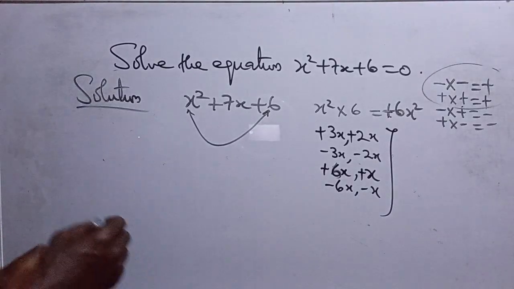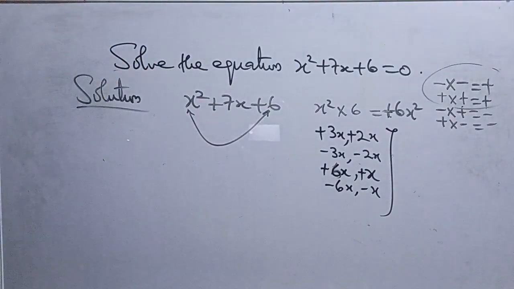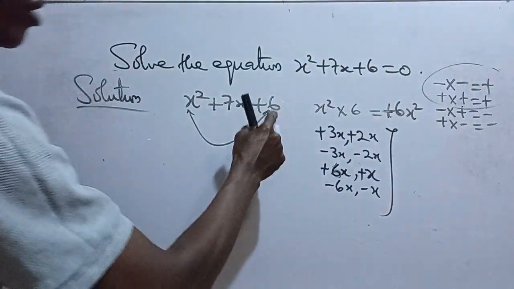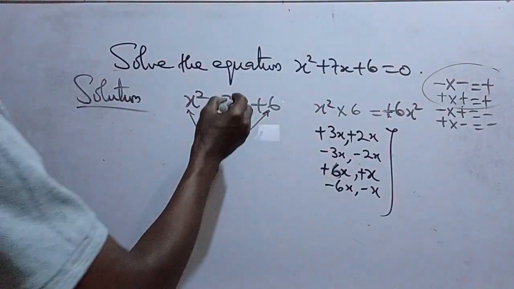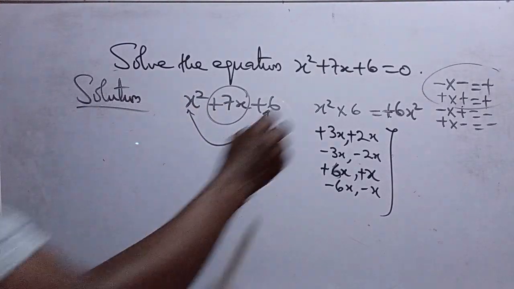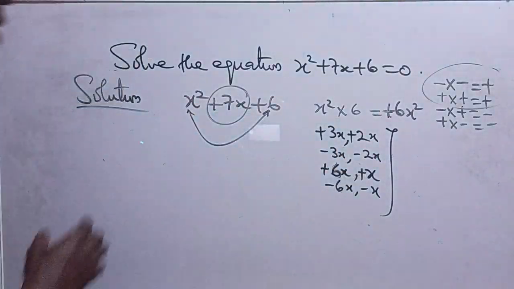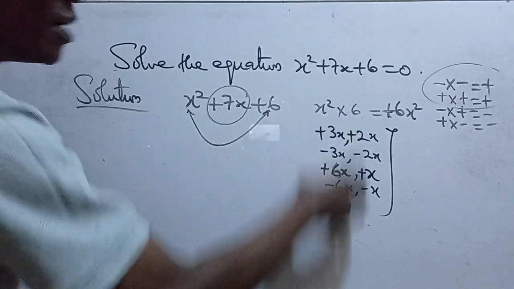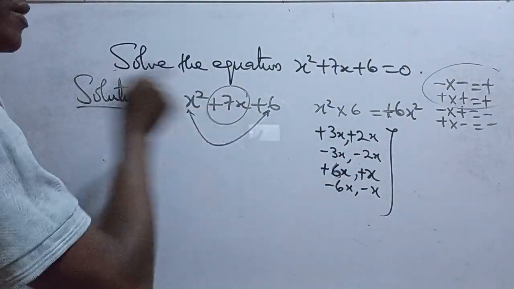Having done this, the next thing now is, since we have already produced these product factors of plus 6x squared that we got from multiplying this and this together, let's now go into the second term, which is the middle term. The value of the middle term is plus 7x. Now, which of these values will give us plus 7x when they are added together? Again, which of these product factors, the pair of factors, will give us plus 7x?